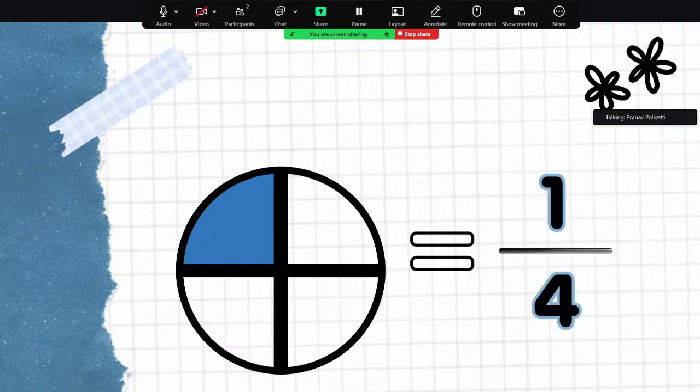So when we have one shaded piece of a full circle, we're going to take the amount of shaded pieces we have. So here it's one, and we're going to put it on the top, which is called the numerator. And then we're going to put the line below it. And then below the line, we'll put how many total parts. So here we have one, two, three, and four. So we have four total pieces. So the fraction that represents this is 1 over 4.